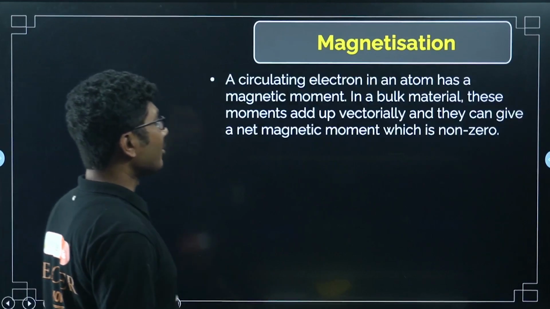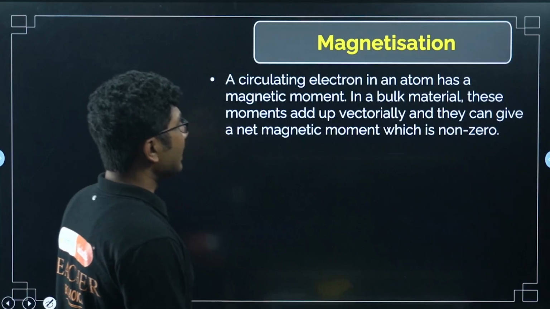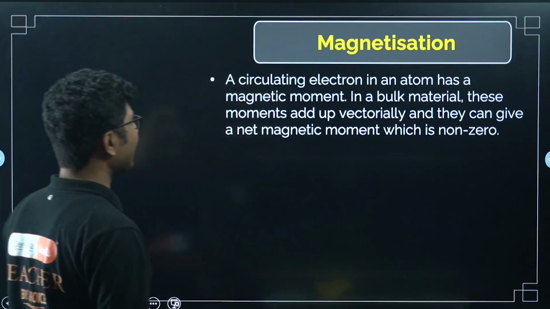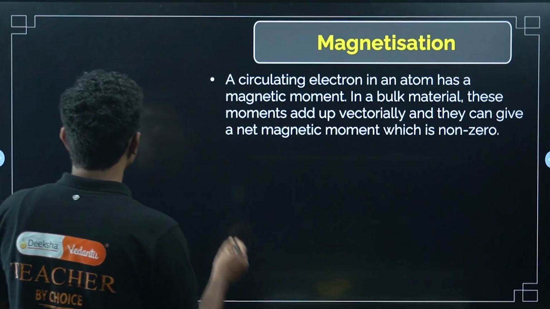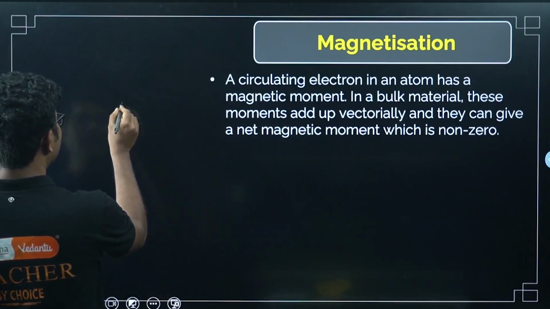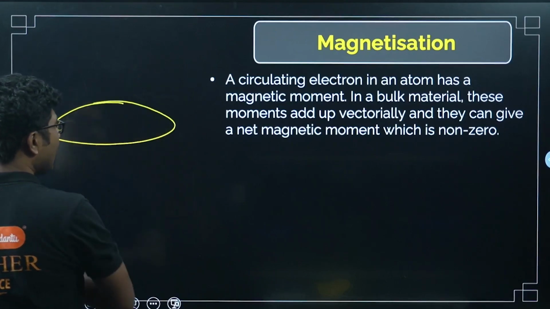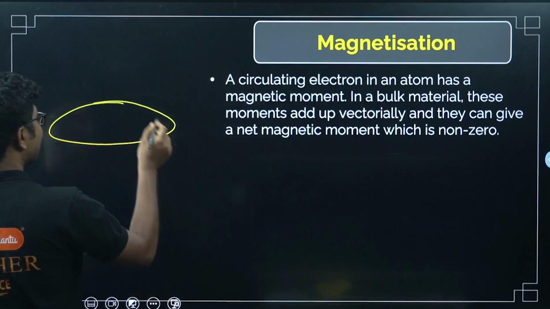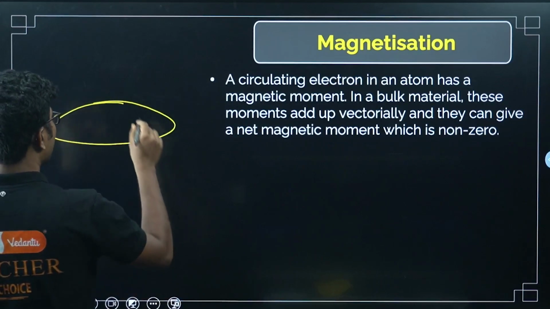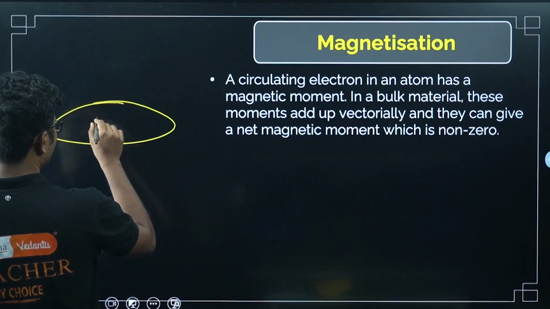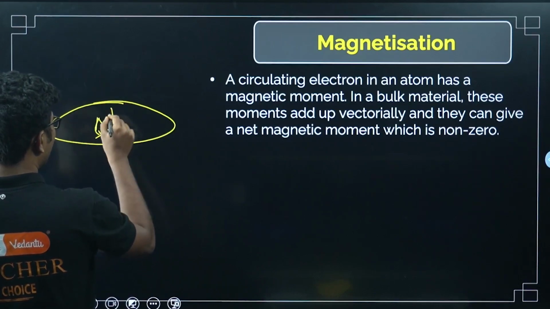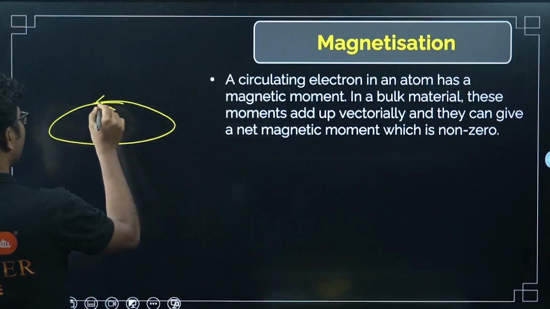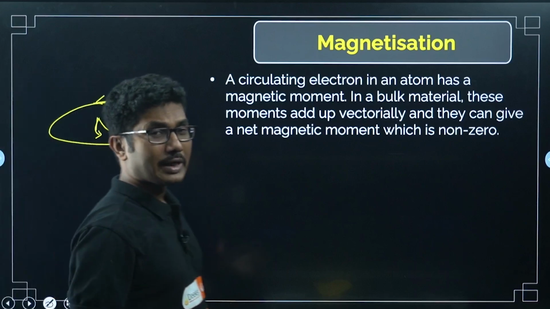A circulating electron in an atom has a magnetic moment. In a bulk material, these moments add up vectorially and they can give a net magnetic moment which is not zero. What is the meaning of that? We know that an electron rotating in an orbit gives rise to a magnetic moment. We have learned that if there is a current in a circular loop, suppose the current is flowing in this direction, then we can find the polarity of the magnetic moment. If the current is in this direction, there will be a north pole, and if you look from below, you will get a south pole.